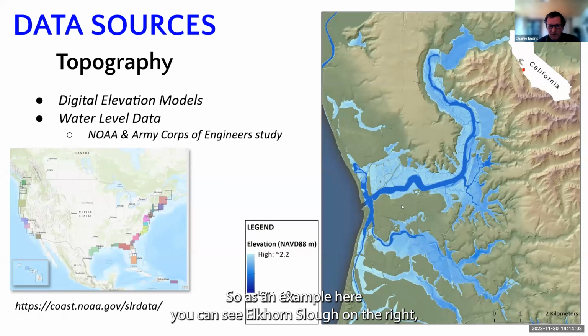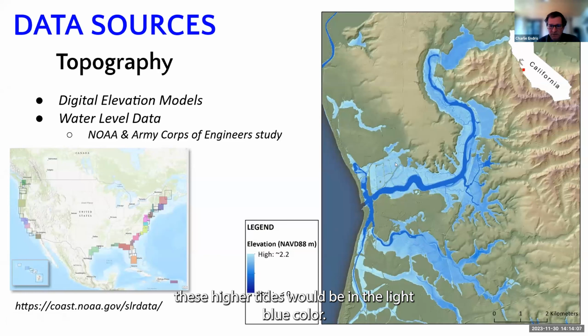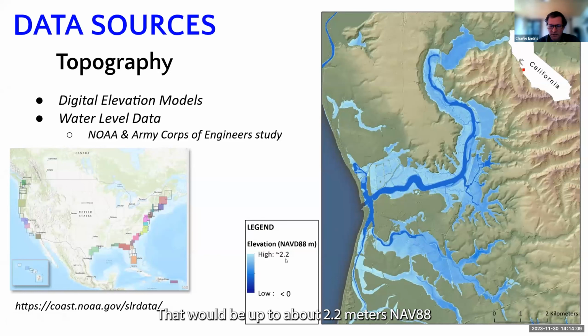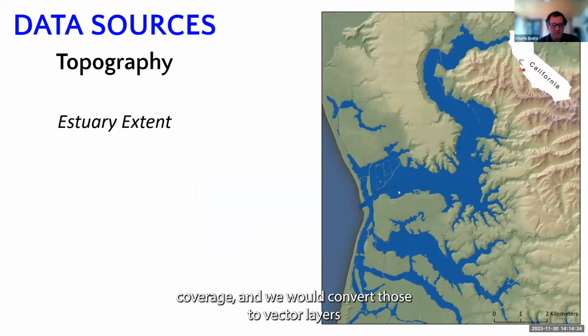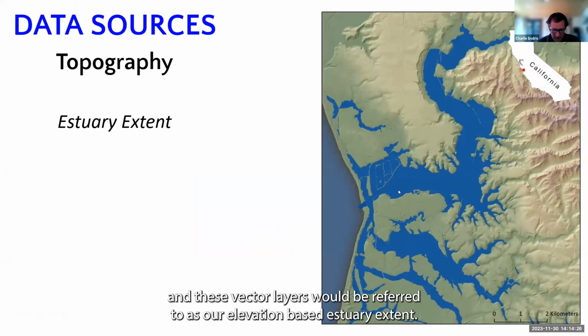So as an example here, you can see Elkhorn Slough on the right. These higher tides would be in the light blue color. That would be up to about 2.2 meters NAVD88, down to the subtidal, which would be those dark blues. So we would take these DEMs, like you show here, this coverage, and we would convert those to vector layers. And these vector layers would be referred to as our elevation-based estuary extent.